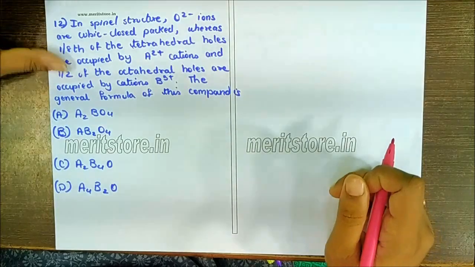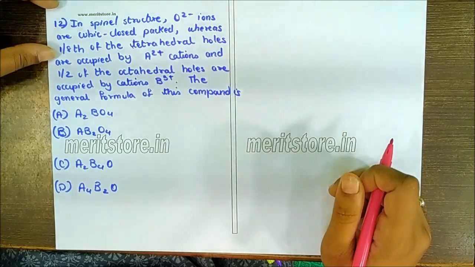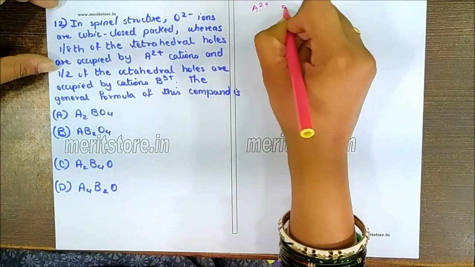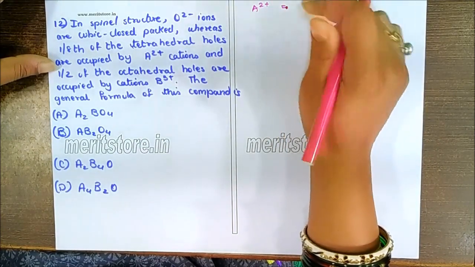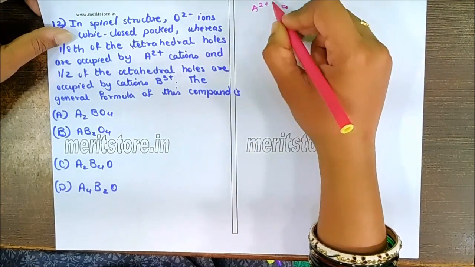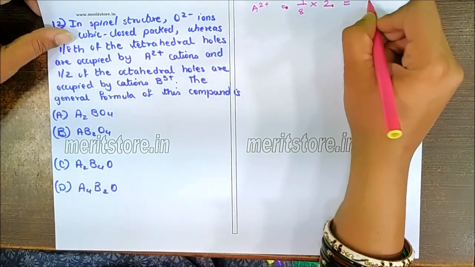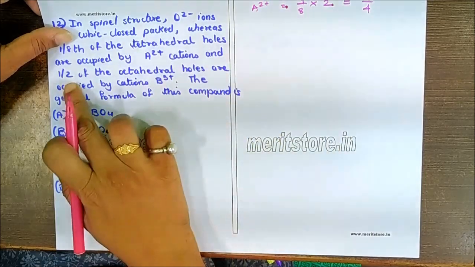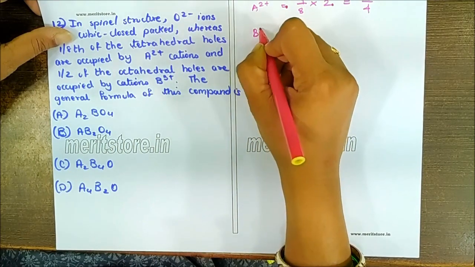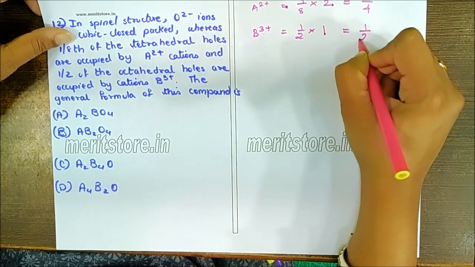Question number 12 is, in a spinel structure, the O2- ions are cubic close packed, whereas 1/8 of the tetrahedral holes are occupied by A2+. So A2+ ions are occupying 1/8. There are always two tetrahedral voids compared to one O2- ion. So A2+ ions occupying 1/8 of the tetrahedral voids will be 1 by 4, while 1/2 of the octahedral holes are occupied by the cation B3+. So B3+ is occupying half of the octahedral holes.